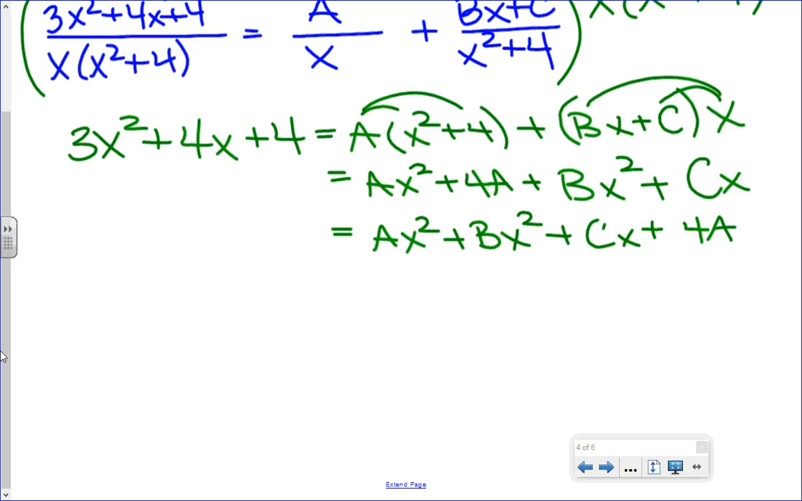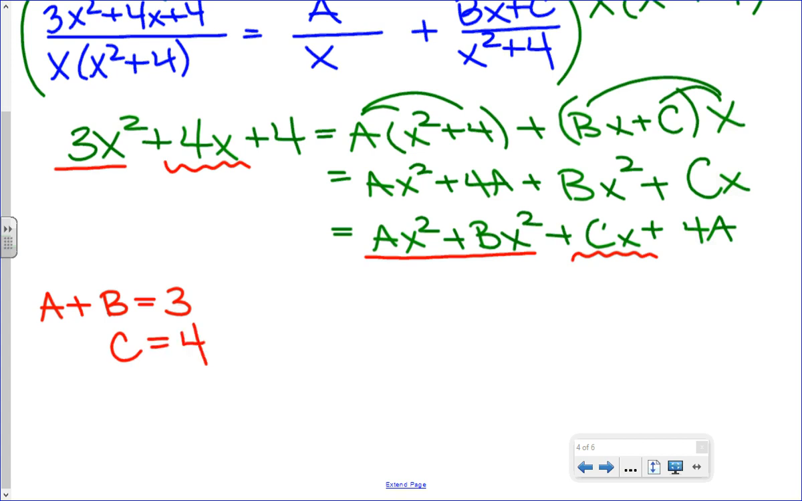Okay. So comparing coefficients. Here are my two x squared terms. What's the coefficient of x squared over here? 3. So what should be true about A plus B? If we have these two expressions that are equal, then when we combine like terms, the coefficients must be the same. So our x squared coefficients better add up to be 3. What about our x term? Our x term over here is c times x. Our x term over here is 4 times x. What does that tell us? C equals 4.